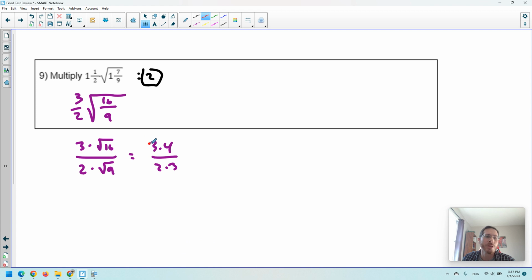I'm going to be super lazy and just cancel my 3's out. I'm not even going to multiply. 4 divided by 2, it's not 8. 4 divided by 2 is 2. And that actually gives me the final answer.